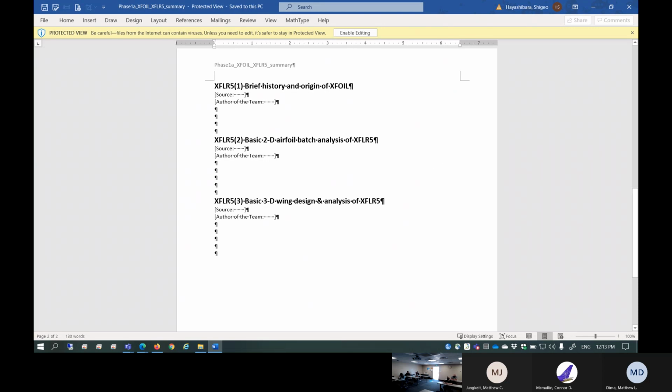Okay. So again, those two are quite important. Xprior 5.2, basic 2D airfoil batch analysis, 3D wing design and analysis. I would expect you're going to renew and refresh the Unit D3 notes of Aerodynamics 1. If your team does an awesome job, those notes might be recycled to be Air 1 notes in the future. I don't know. Congratulations if so.